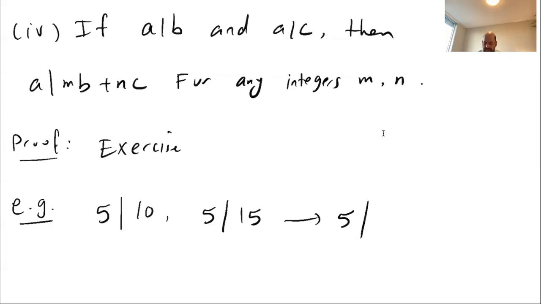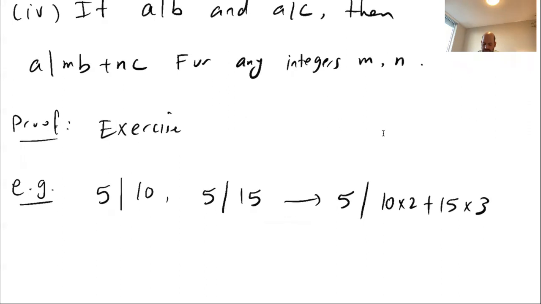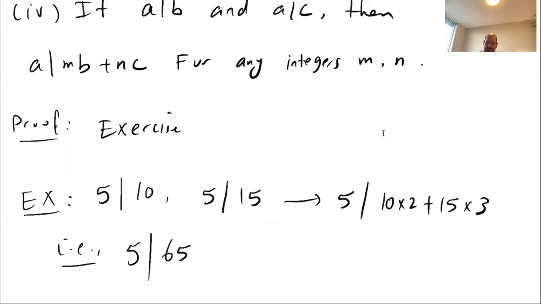So now 5 divides 10 and 5 divides 15. So 5 divides any multiple of 10 plus any multiple of 15. So for example, 5 divides 10 times 2 plus 15 times 3, any multiple of 10 plus any multiple of 15. That is, 5 divides 20 plus 45, which is 65, which is true, right? So this is just an example of this property.